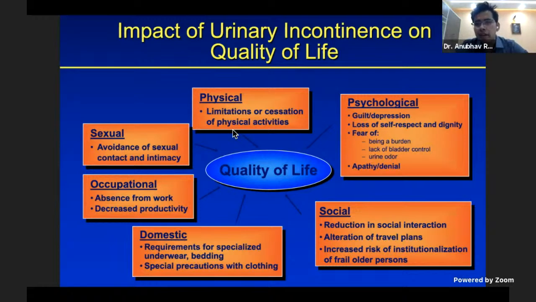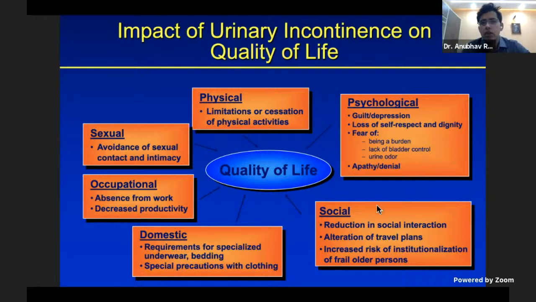Psychologically, the patient feels guilt, depression, they lose their self-respect and dignity, and they are left with these symptoms, and it's not a very good situation for them. They fear that they are becoming a burden for the family. They are not going outside, and they are sticking to themselves, and they lose self-respect. The lack of bladder control, the smell of urine which has leaked, makes them diffident, and they go into apathy and denial, and they think that this is my life and I have been cursed with these things. But timely seeking treatment can make it all correct.